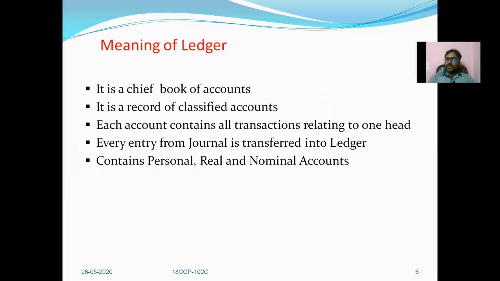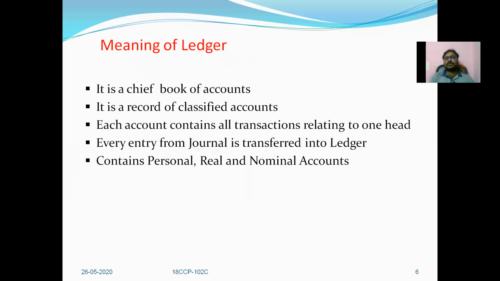It is the main book of accounts. It is the chief book, it is the main book of accounts. It records classified accounts. Every transaction is recorded in general form. In general form, definitely each and every journal entry has 2 accounts, a minimum of 2 accounts. These 2 accounts will be posted separately in ledgers.